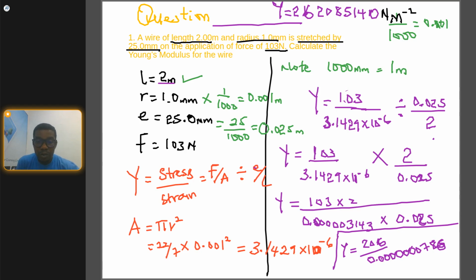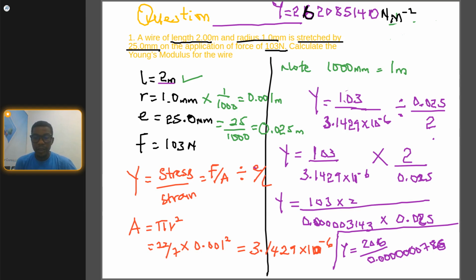Newton per meter square. So I want you to confirm that, do your division, and tell me what you are having. Confirm it with my response. If you have the same response with me, kindly confirm it. Divide 206 by this value of decimal and tell me what you are having. I'm waiting for you to confirm the response. The Young modulus is what I have on the screen. Have you done your division? What is your response? Is it in alignment with what I'm having? If yes, thumbs up.